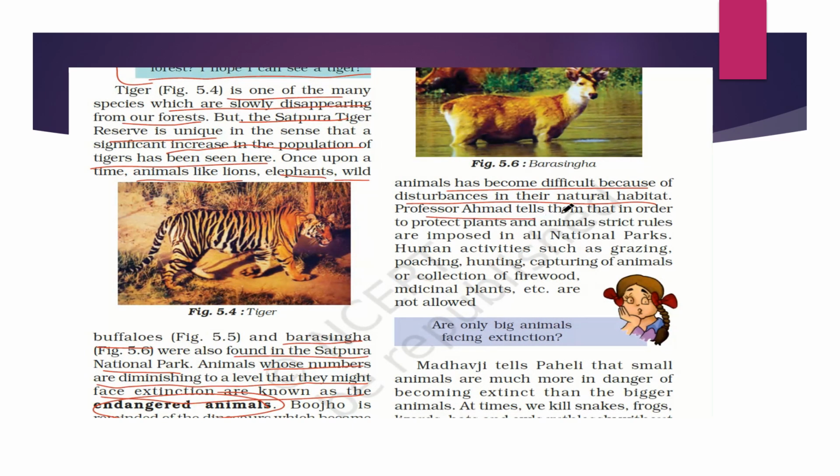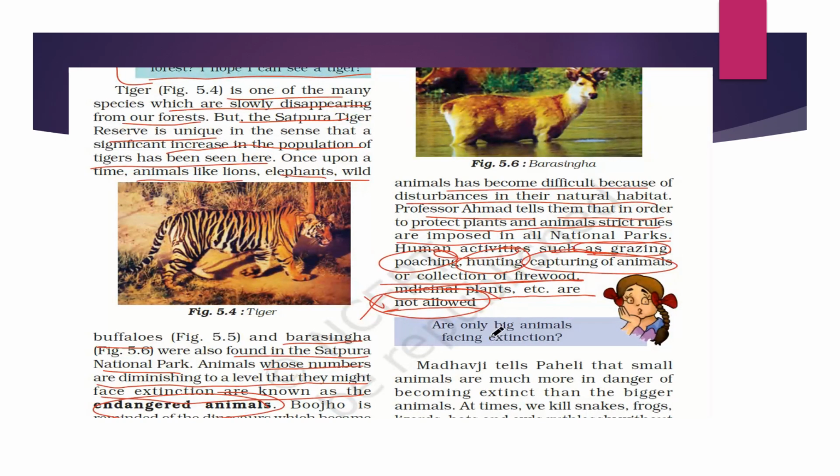Okay, Professor Ahmed tells them that in order to protect plants and animals, strict rules are imposed in all national parks. So it's very difficult now to protect all these animals because they are becoming extinct, because the people nearby still try to enter these reserved parks, national parks, and kill these animals. So human activities such as grazing, poaching, hunting, capturing animals, and collection of firewood and medicinal plants have only destroyed this. So it is not at all allowed here. So it has been restricted.